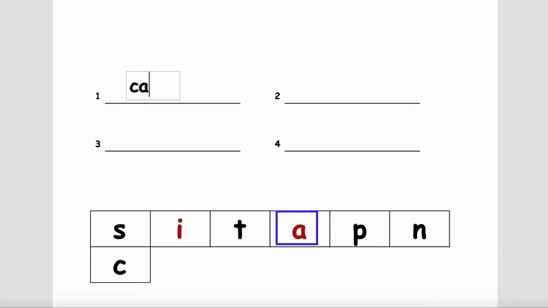What is your last sound? Cat. I can hear the T. Fantastic. Did you hear all those sounds? If you did, then that's really good. Now you have a try at the other three words. Number two.